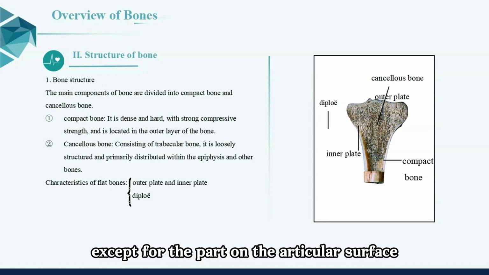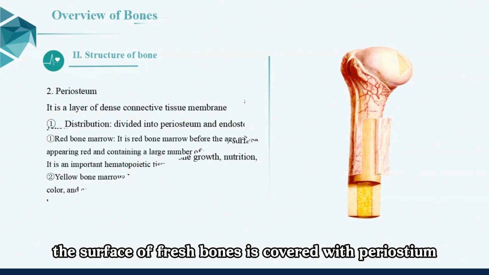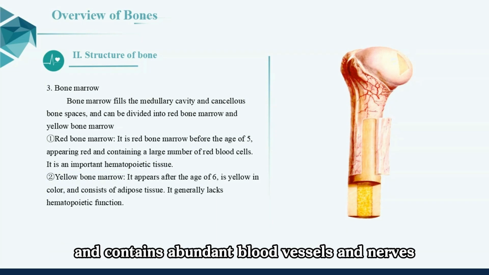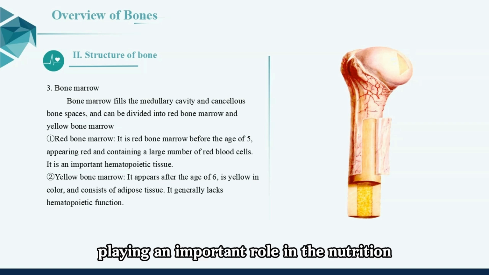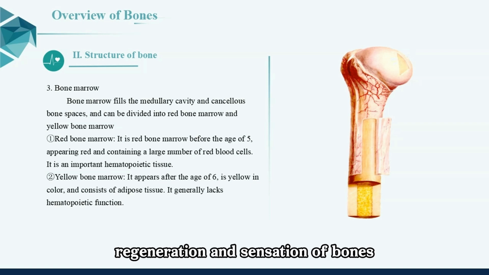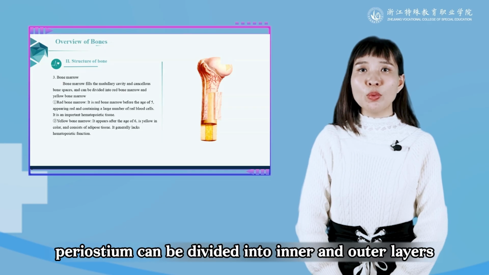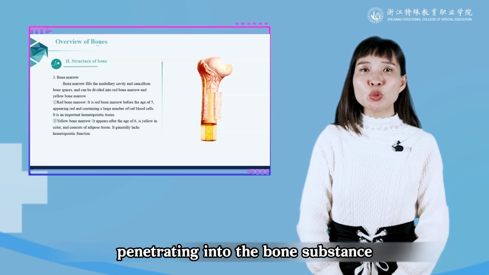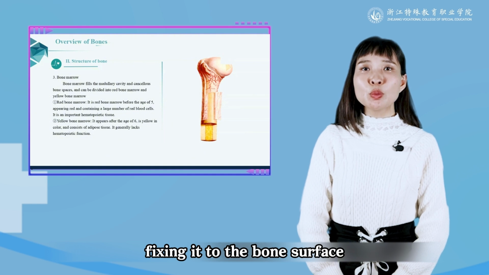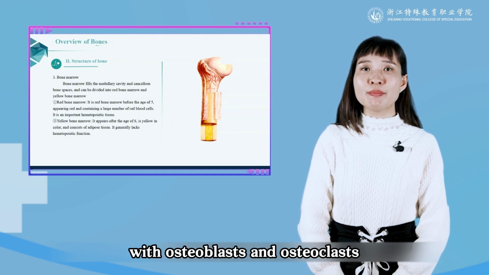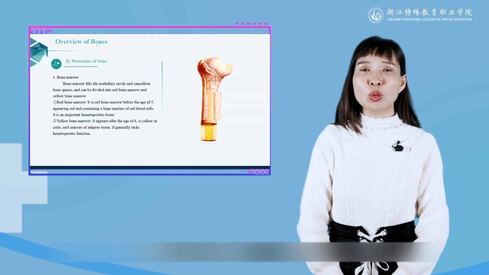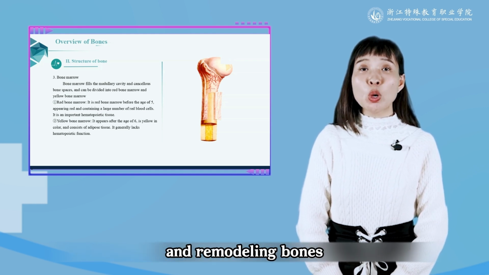Except for the part on the articular surface, the surface of fresh bones is covered with periosteum. Periosteum is composed of fibrous connective tissue and contains abundant blood vessels and nerves, playing an important role in the nutrition, regeneration, and sensation of bones. Periosteum can be divided into inner and outer layers. The outer layer is dense, with many collagen fiber bundles penetrating into the bone substance, fixing it to the bone surface. The inner layer is loose, with osteoblasts and osteoclasts, which have the functions of producing new bone substance, destroying the original bone substance, and remodeling bones.